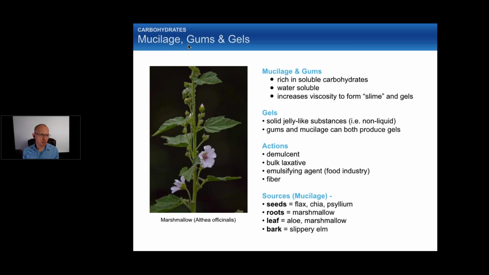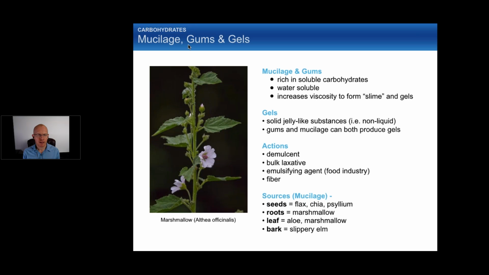And then finally, any of the health benefits associated with fiber, like lower blood sugar or lower cholesterol, could be associated with this. So although marshmallow has never really been used historically to prevent diabetes or for weight loss, just because it contains high amounts of fiber, it would have this potential.